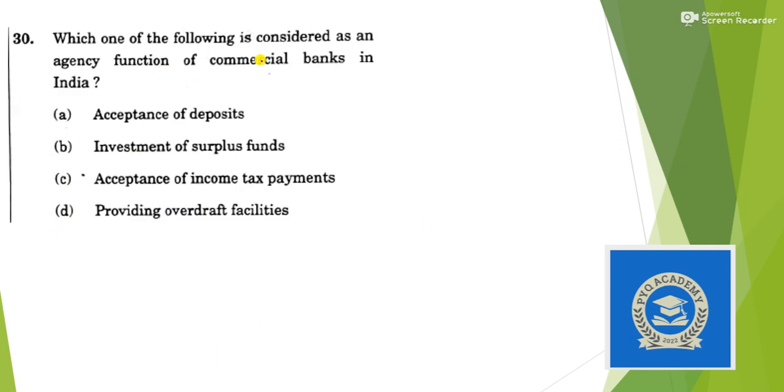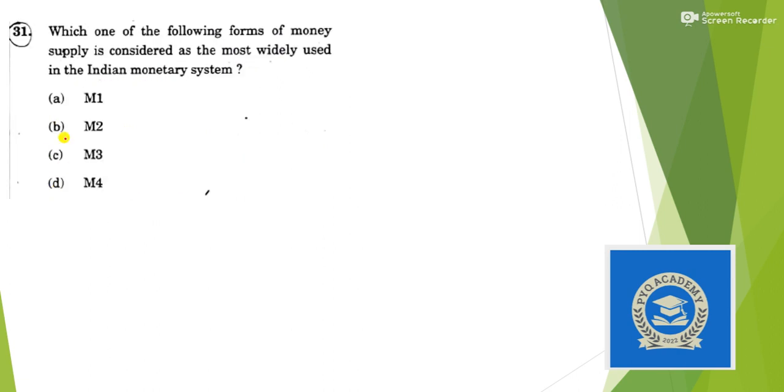Next, which one of the following is considered an agency function of commercial banks in India? I can say this is an out-of-the-box question, or it may have been in the current affairs, but it was tough. So the answer should be option B. Next, which one of the following forms money supply? This is a pure concept from economics. So the answer is option C.